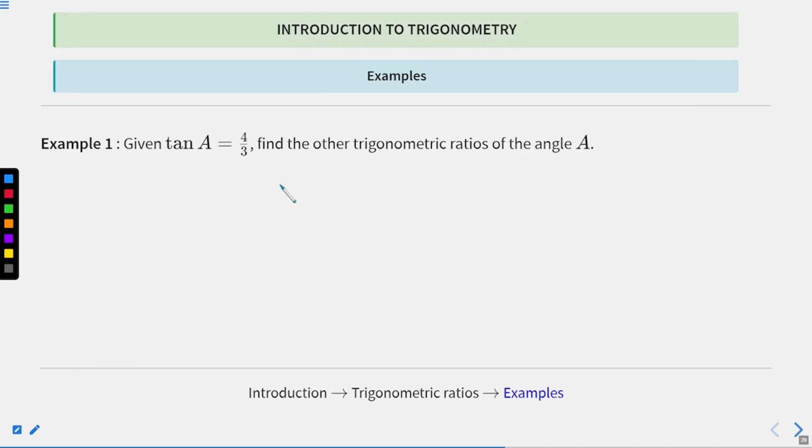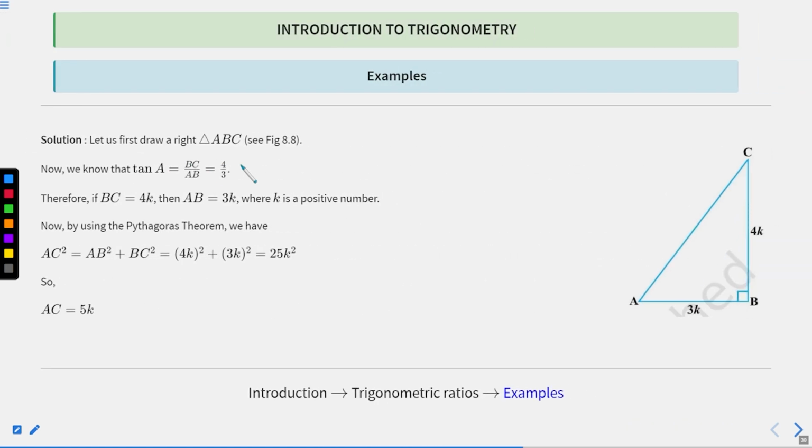In the first example, we are given tan A equal to 4 by 3, and we have to find the other trigonometric ratios of the angle A. So let us see how to find them. Let us first draw a right triangle ABC, as shown in figure 8.8. We know that tan A is equal to BC over AB, so this is equal to 4 by 3.